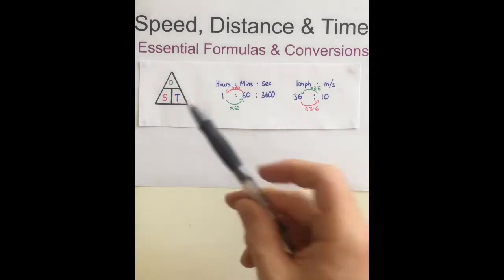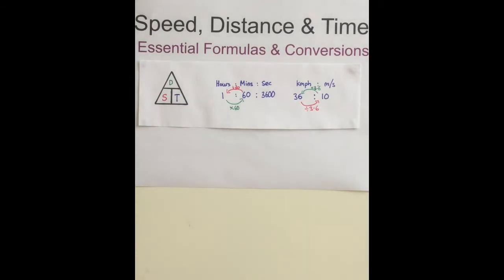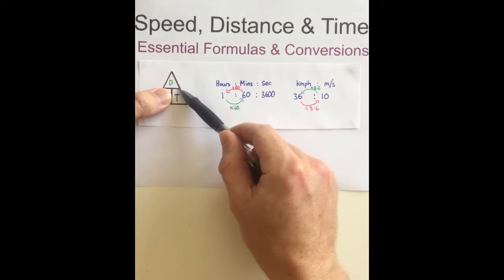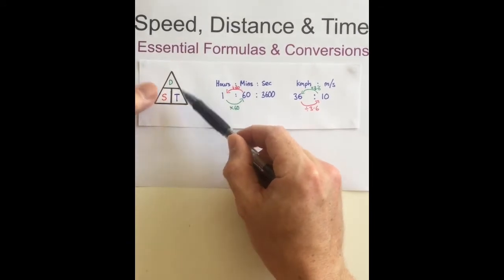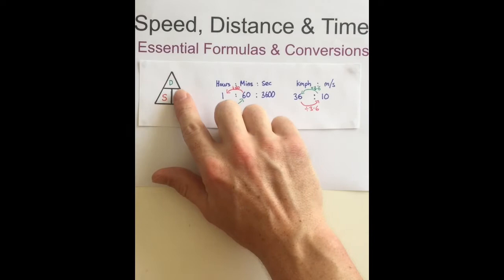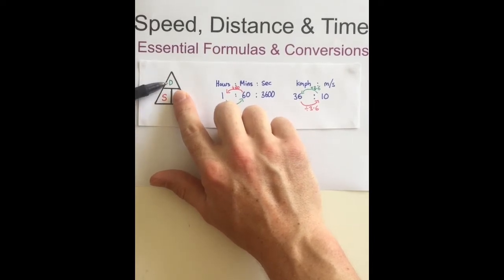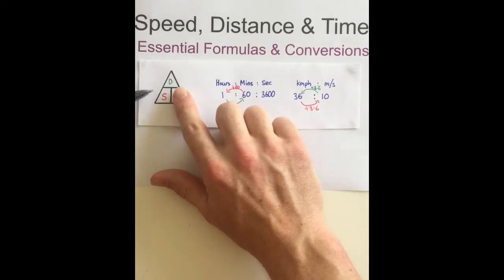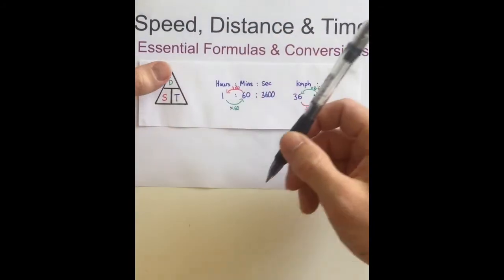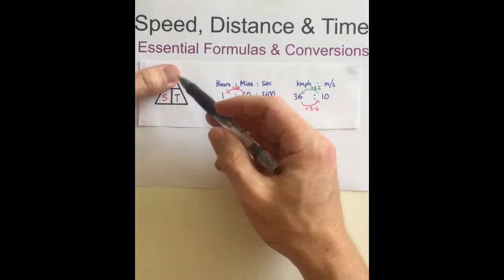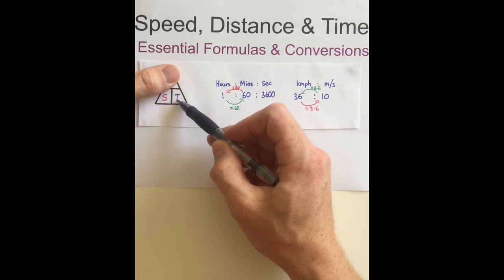The first one is our speed, distance, time triangle, which works by covering up the letters. So if I want to work out the average speed, I cover up speed, and speed equals distance divided by time. If I want to find out time, I cover up time, and time equals distance divided by speed. And finally, if I want to work out distance, I cover up distance, distance equals speed times time.